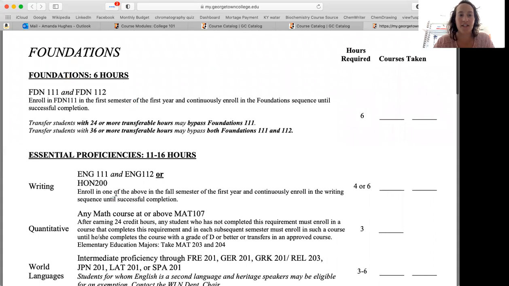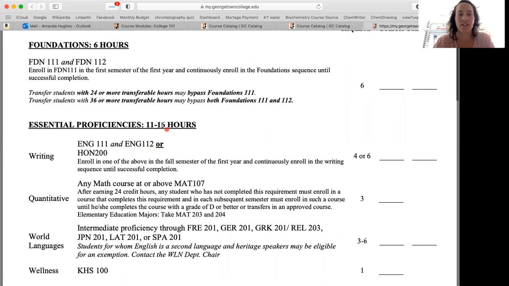So these are the foundations requirements. So essential proficiencies: we'd like for you to be able to read, write, and speak, and know a little bit about health. So reading and writing, you'll need to be enrolled in English 111 and take English 112 or Honors 200. So in the springtime, you'll take either of those courses. If you're in the Honors program here, you'll take Honors 200. If you are not, you'll just take English 112.